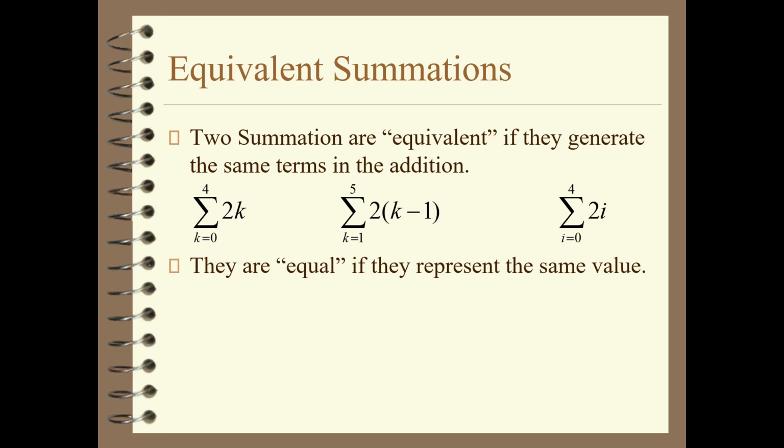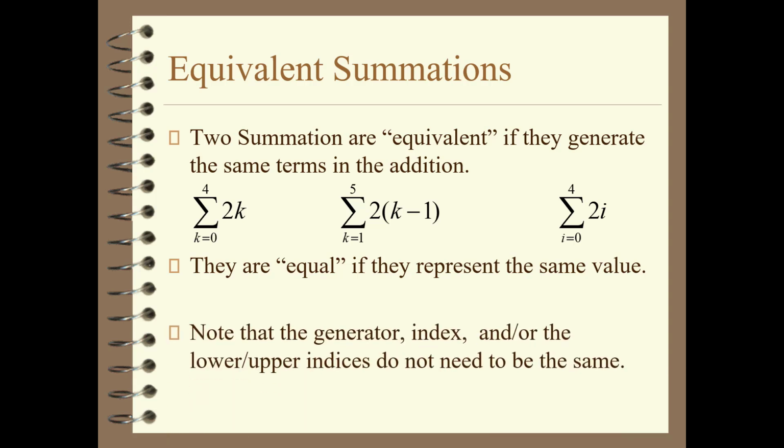Now, they'll be considered equal if they represent the same value. So it's possible that two summations could add up to the same sum. But just because things add to the same sum does not mean they were equivalent summations. So for example, 1 plus 3 is 4. So the sum is 4. But that's not the same summation as 2 plus 2, even though 2 plus 2 is still 4. They are not equivalent summations. They are the same sum.